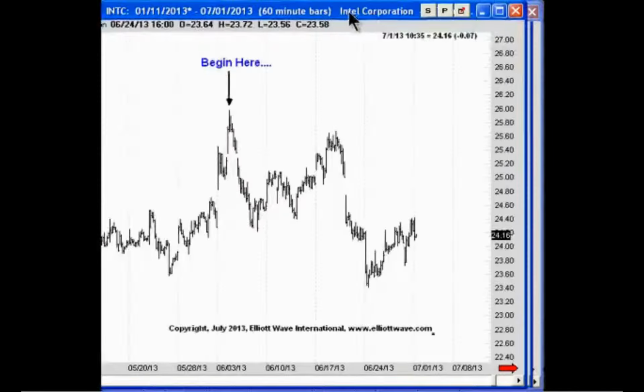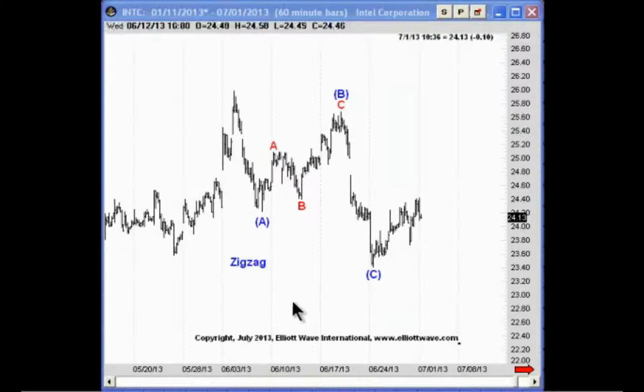Now, I think the pattern that we actually have in Intel is simply a straight zigzag. This is the most common corrective wave pattern you'll encounter, and it is a 5-3-5 pattern where wave A subdivides into 5 waves, wave B subdivides into 3 waves, and wave C subdivides into 5 waves.